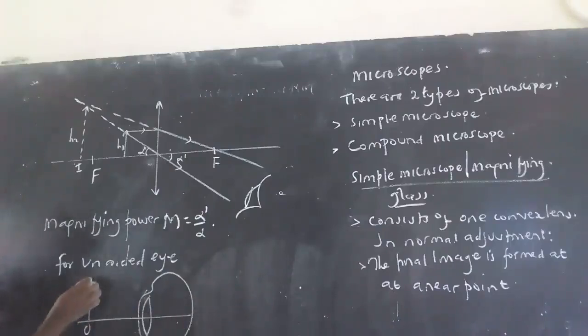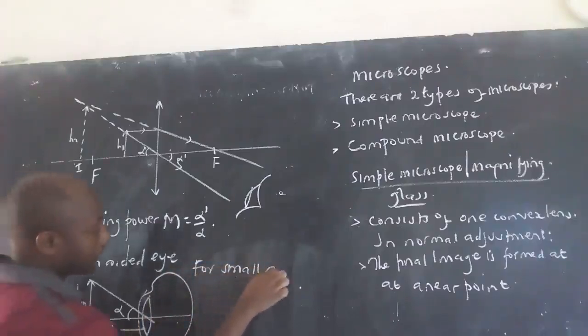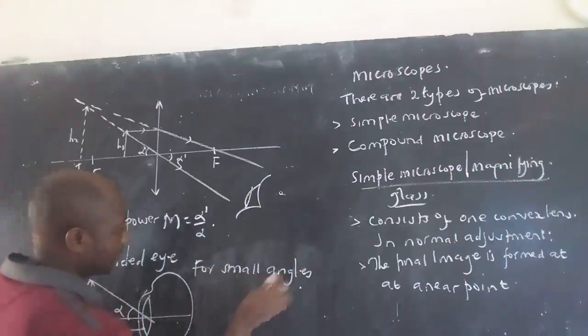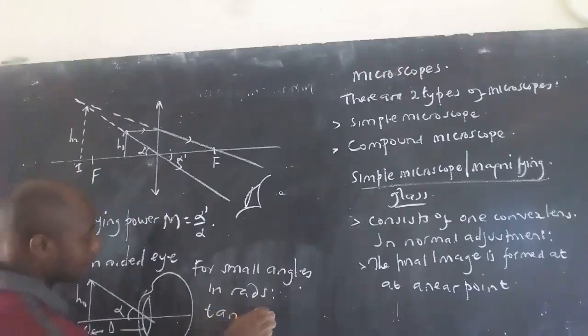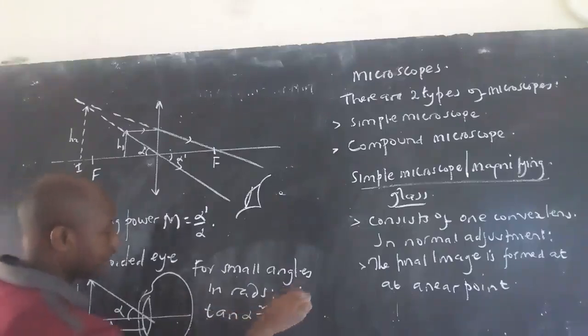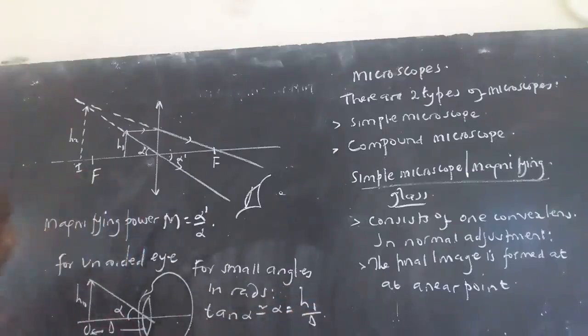This object. The angle subtended is alpha, and the distance is d. Okay? The distance is d. This is the height of the object. So we say for small angles in radians, tan of alpha is approximately equal to alpha, which is H not out of D. This is H1.